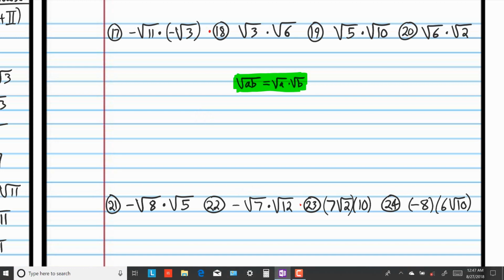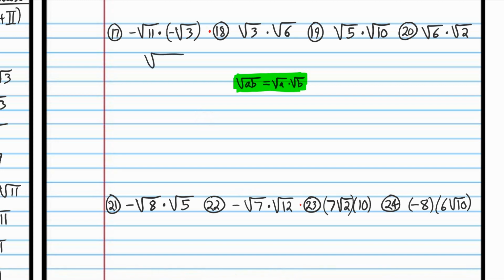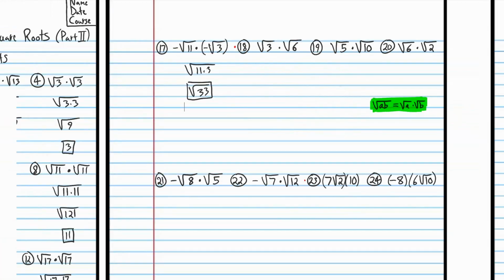So negative times a negative is a positive, and then we end up with root 11 times 3, which is root 33, and we're done. There's nothing we can do with root 33. So if you got those answers, good job.